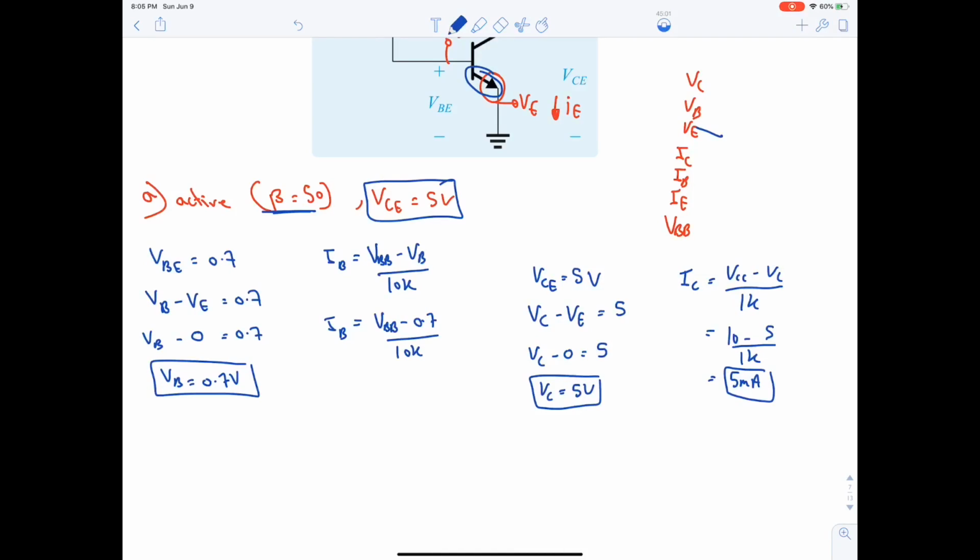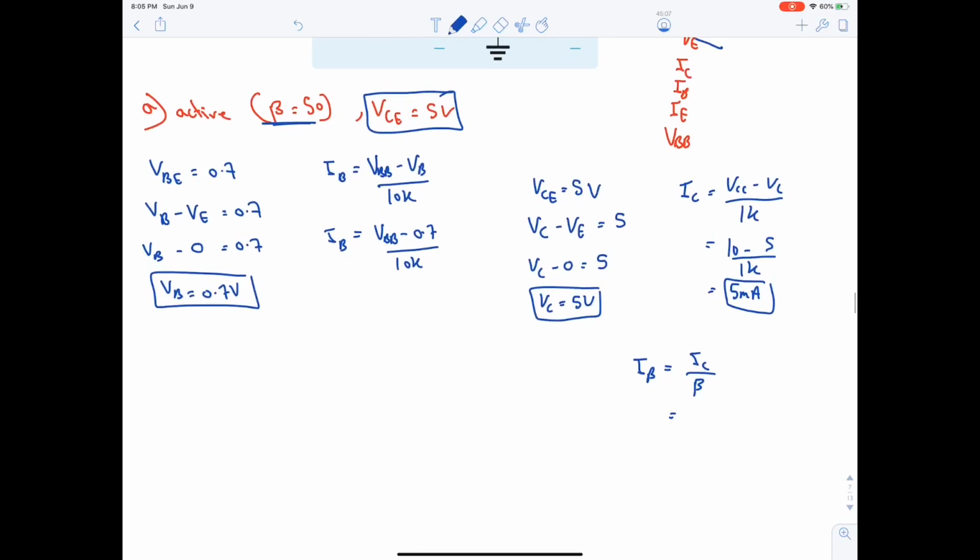Can we find IB? Yes, we can. It will be IC divided by beta. Okay, so IC is 5 milli divided by beta 50 equal to... 100. Sorry, no, wrong question. IB is equal to 100 micro.